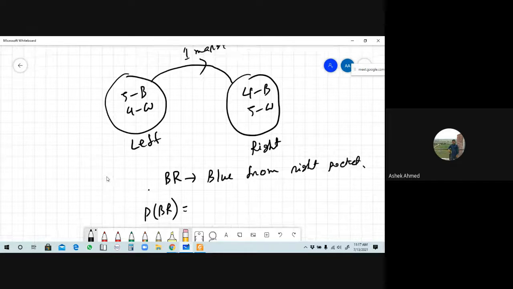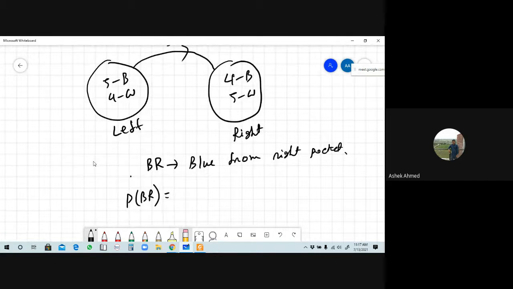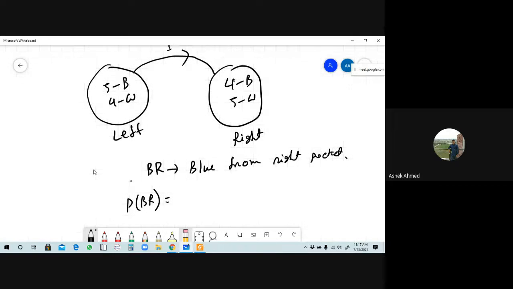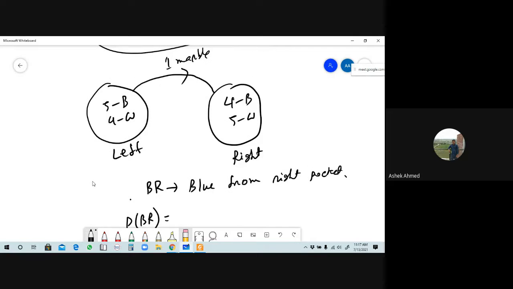For that case, tell me how you can solve this problem here. First of all, remember that he will transfer one marble from left to right pocket. Is it right? That marble will be either a blue marble or a white marble. Respond to me, is it right or wrong?